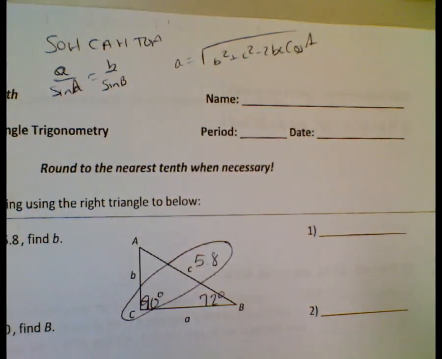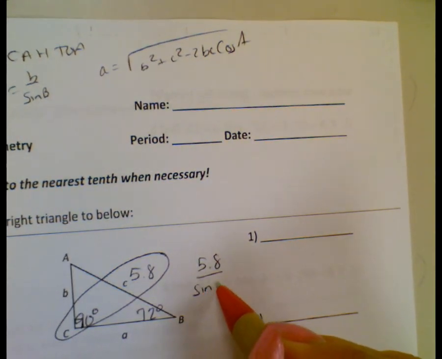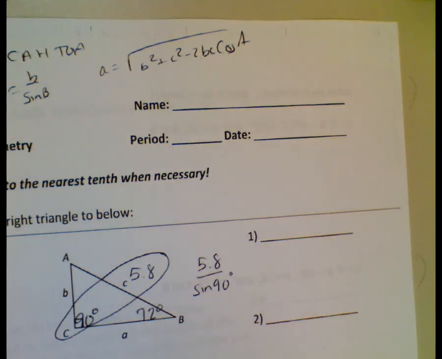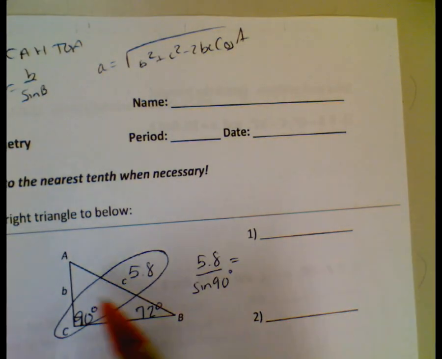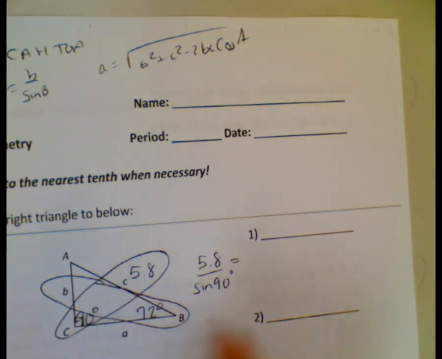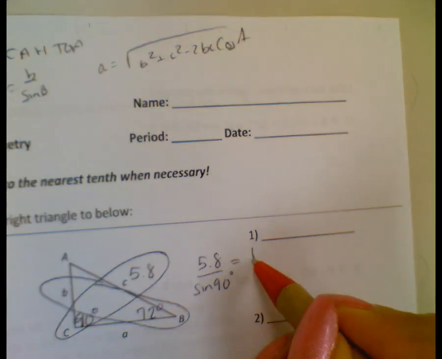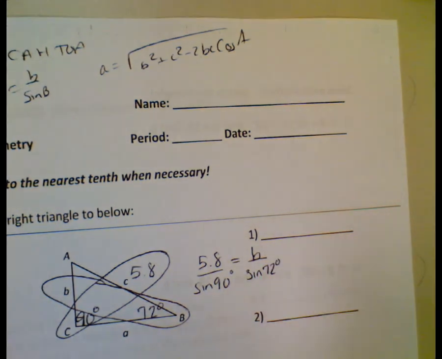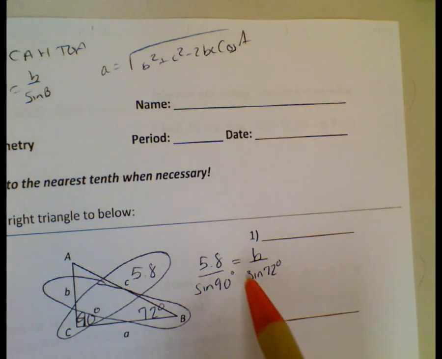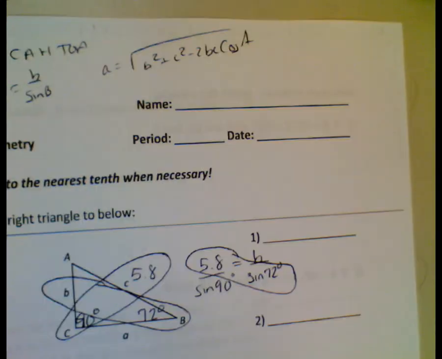So this is a given ratio. So you could go 5.8 over sine 90, which by the way, sine 90 is really just 1, equals, and then we'll do the, which one are we solving for, B? Because my other three classes I did it on the top, so you can do it either way. We'll put the sides on the top. And then B over sine 72. So basically all it is multiplying these two things because sine 90 is really 1.